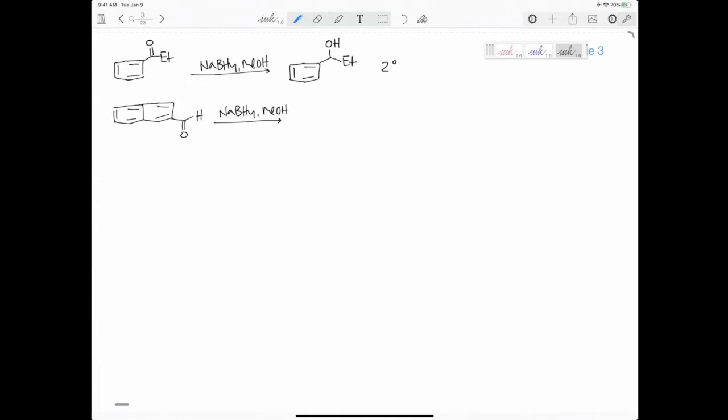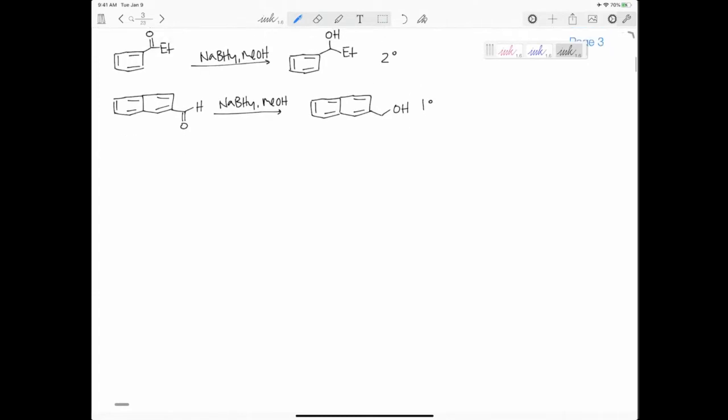And note that methanol is just a solvent here, which we will see later on why we have methanol. But you don't really put it into a two-step process. You just write it together. Okay, and what we get is a primary alcohol. Okay, we have a ketone, we have an aldehyde.